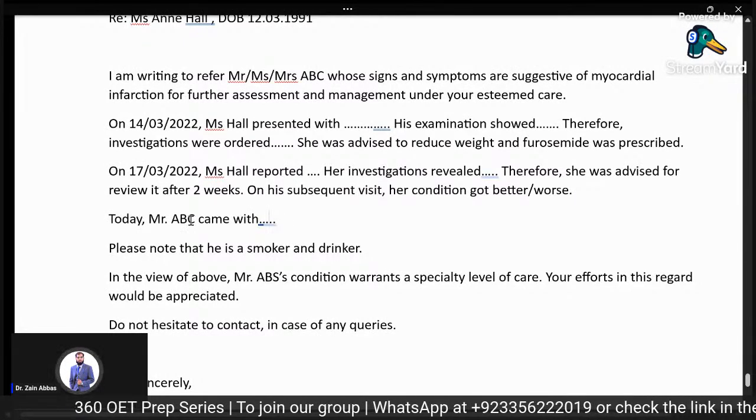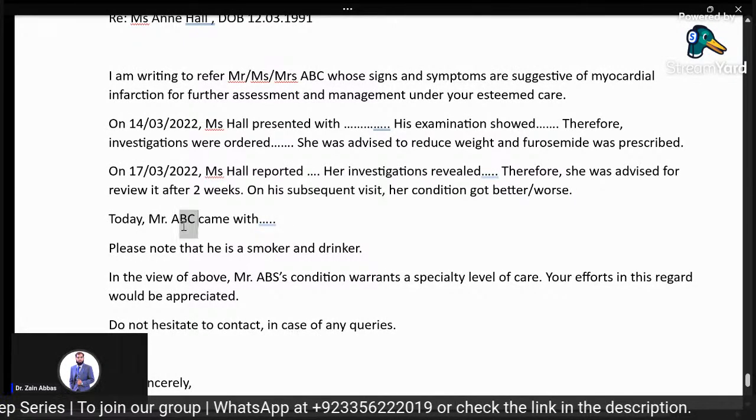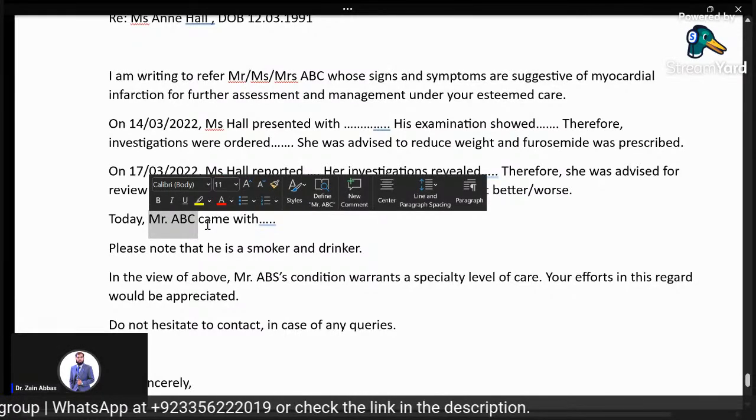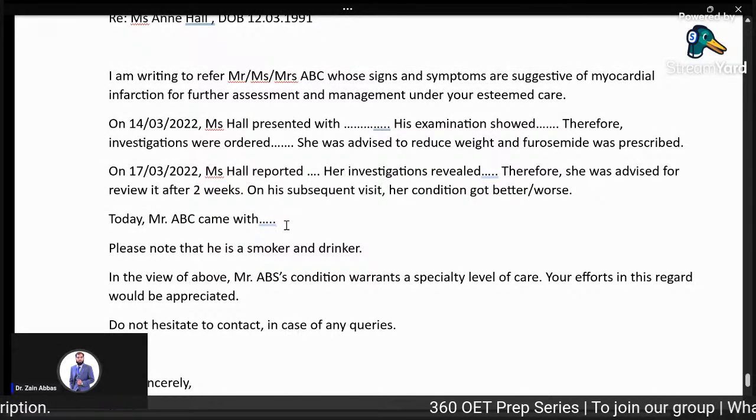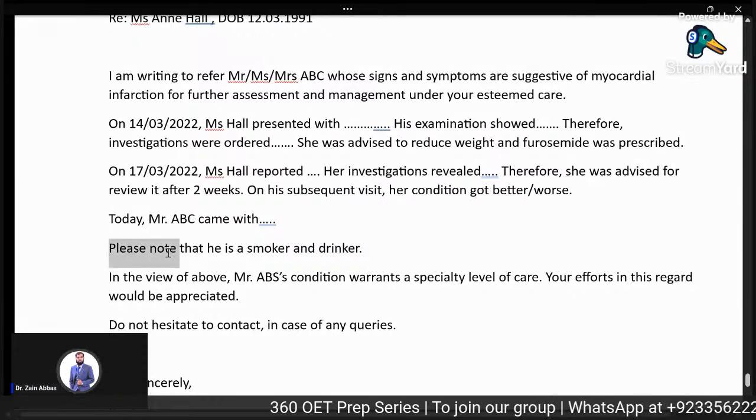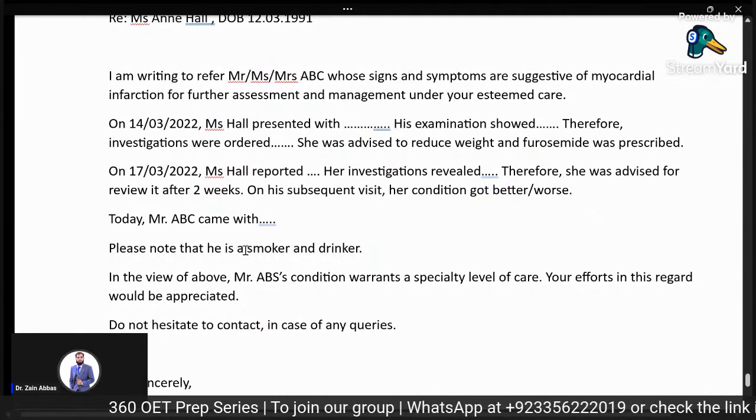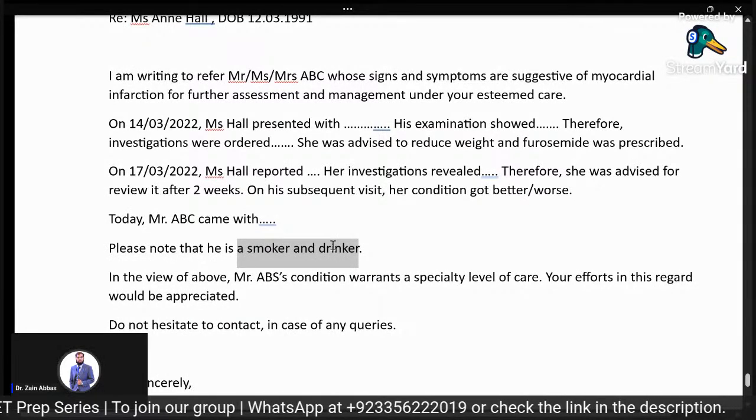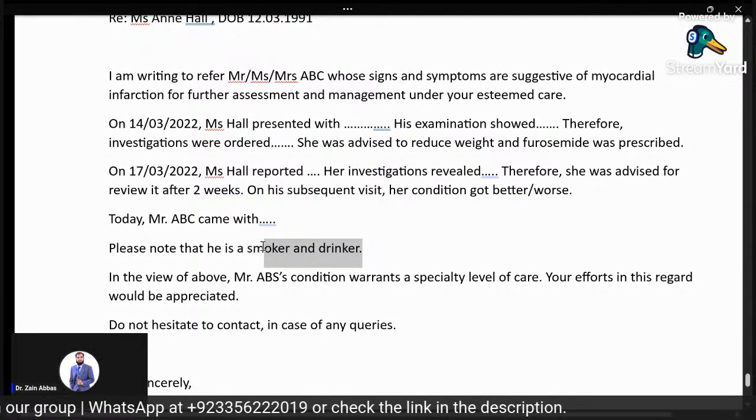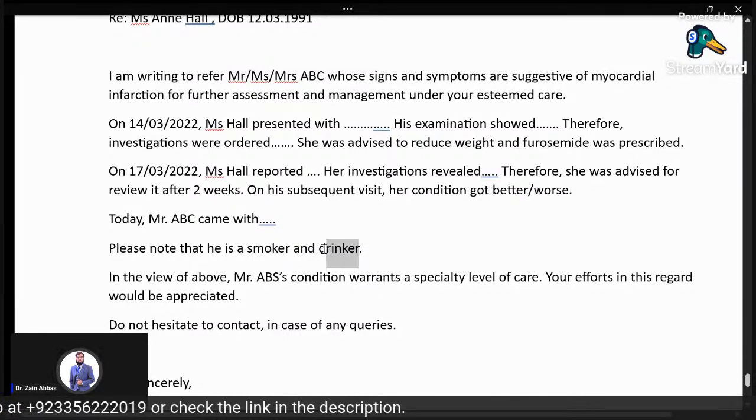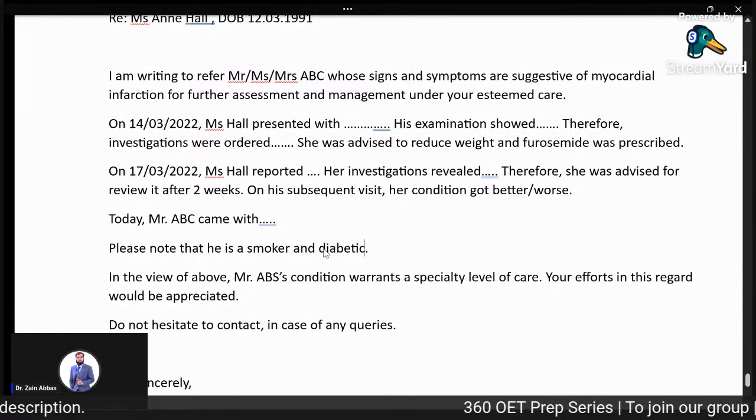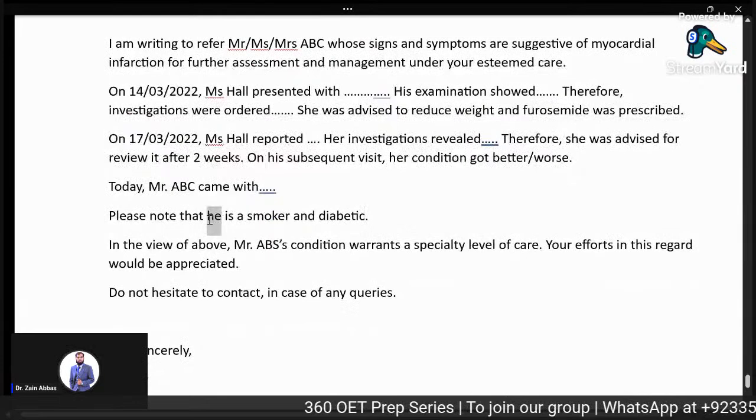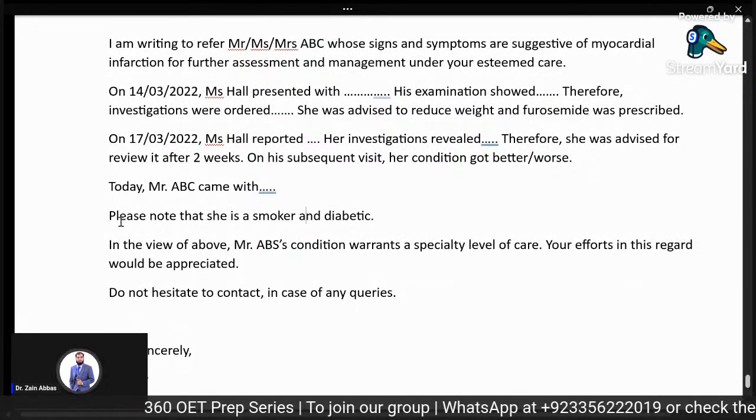She came with, yeah, start with the patient's last name. Miss Hall came with the signs and symptoms of this particular disease with the worsening of the disease, and you are now referring the patient to the next doctor. And the next paragraph includes, please note, a new line. It includes all the social, family, and occupational history if it is relevant to the disease of the patient, like smoker, or she is diabetic. Sorry, she is diabetic. You can write diabetic here. She is a smoker. You can write the information here.